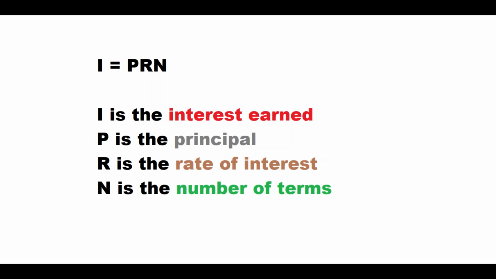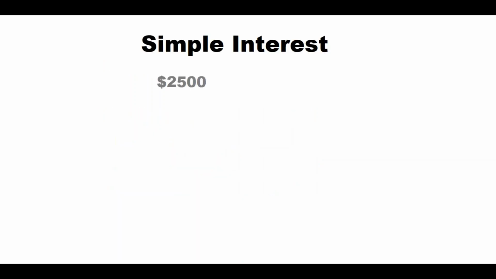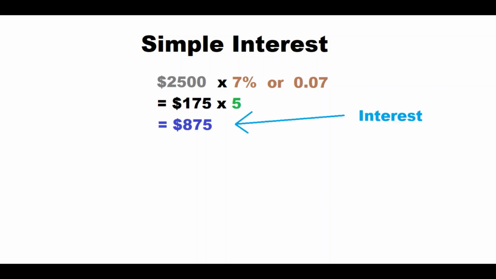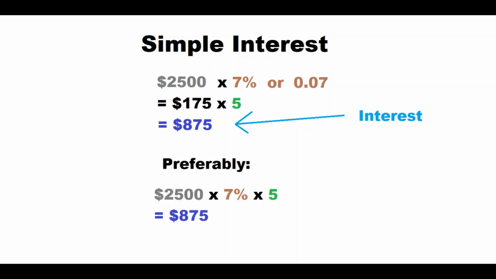So, first we get the principal, $2,500, and then we times that by the rate, which is 7%. So, 2,500 times 7%, or if you want to, 0.07 works the same way, and we get $175. Now we times that by 5 years, giving us $875. That's our interest. Do know that you can just plug the whole thing in the calculator and you'll get the exact same answer. I'm just being a bit thorough. Actually, it's probably better you plug the whole thing into the calculator, but I'm just explaining it.